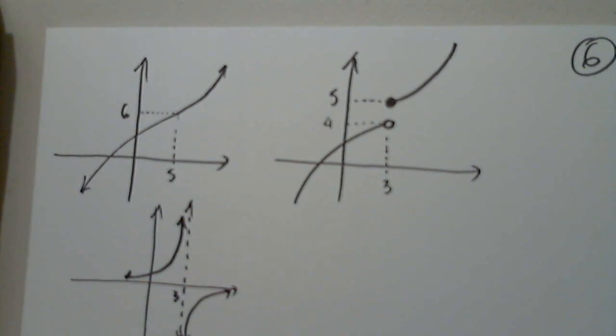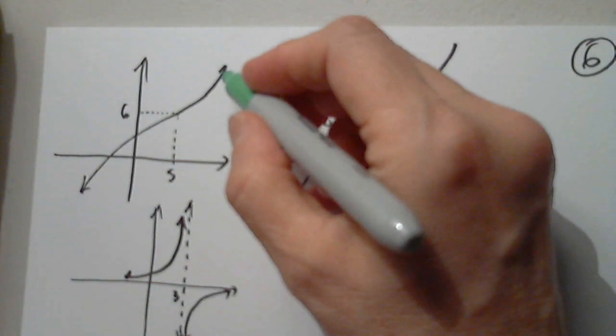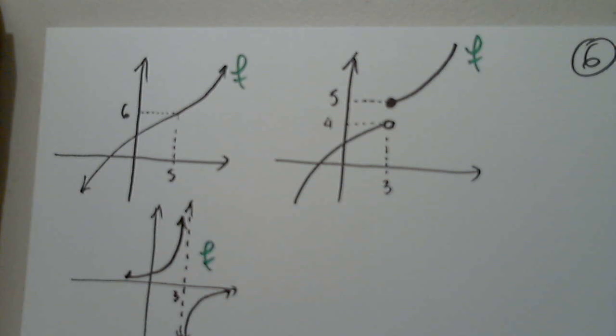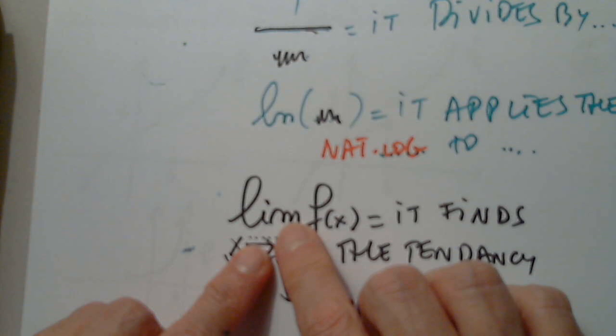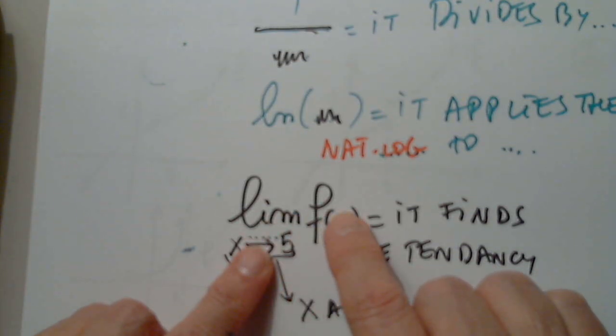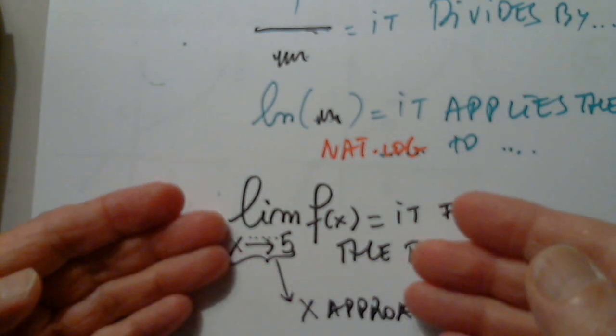All of them are functions. By the vertical line test, all of them are functions. So this is a function, this is another function, this is another function. So again, we're talking about a new operator that we have not seen before. It's the LIM operator. It's read limit of f of x as x approaches 5 from either side.